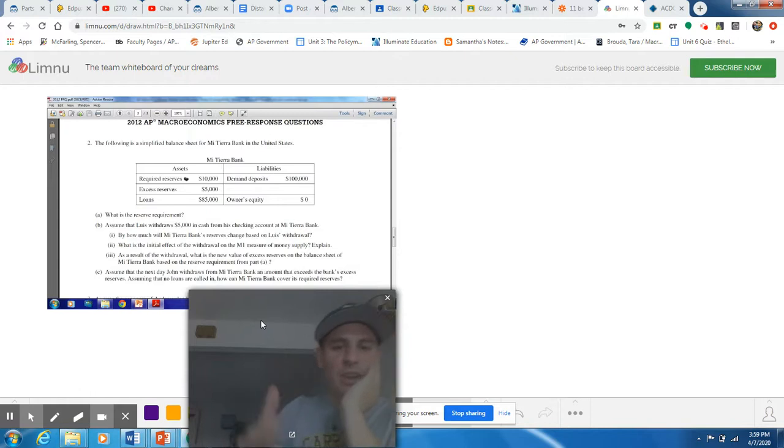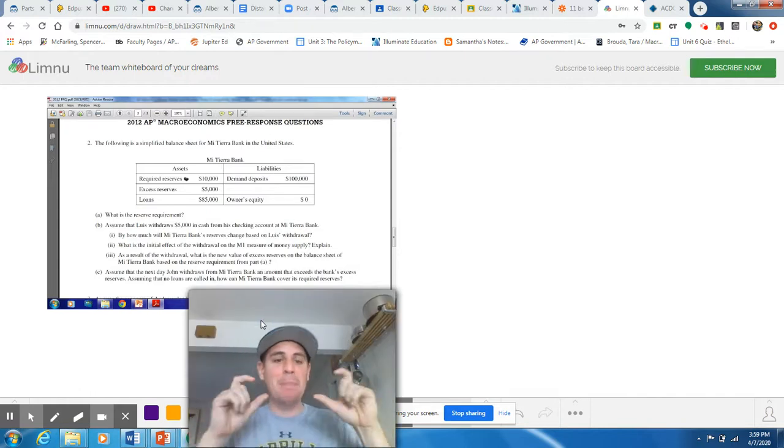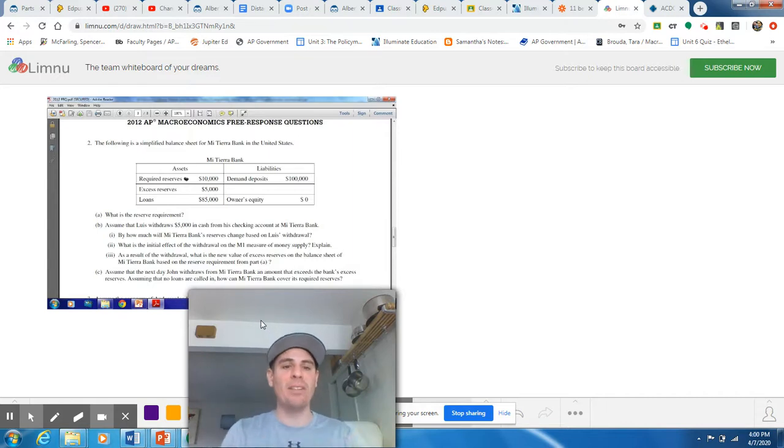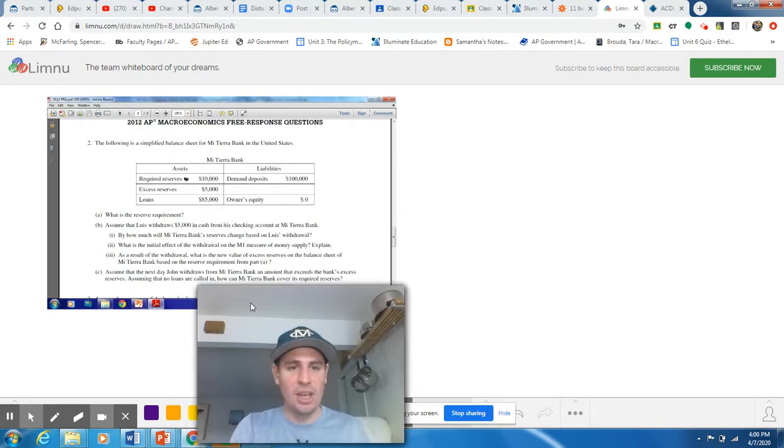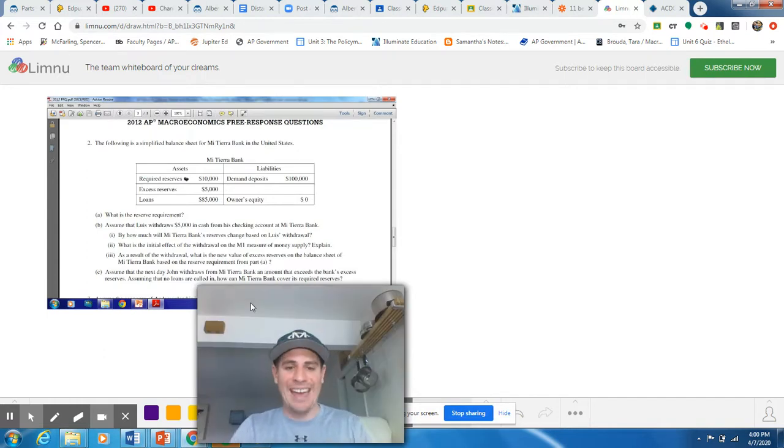This is Mi Tierra's bank. It's just a fictional made up bank. You'll notice it's a bank balance sheet. Keyword is balanced. The assets and liabilities must be balanced, and they are. In this case, the liabilities equals $100,000. The assets equals $100,000. Now, it's $100,000 in demand deposits, and what you want to think of that is money that's in a checking account.